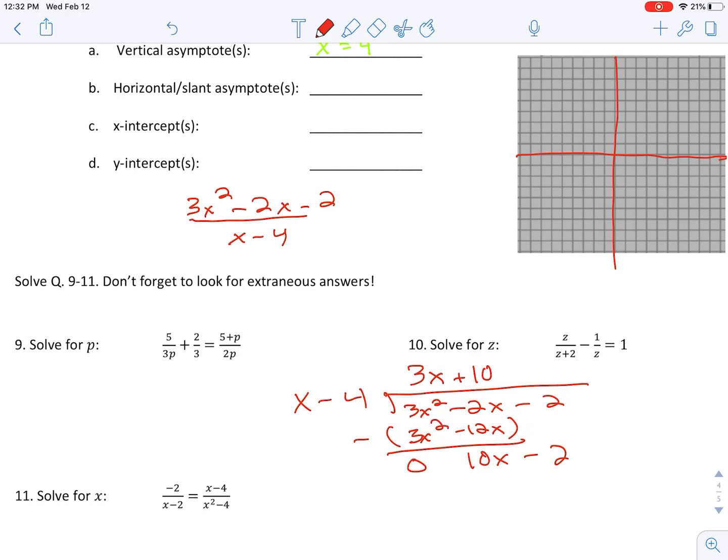Okay, now I usually don't carry it out farther than this, but you can if you want to. And what happens is I'm left with some really big remainder, actually. So that part tends not to matter.